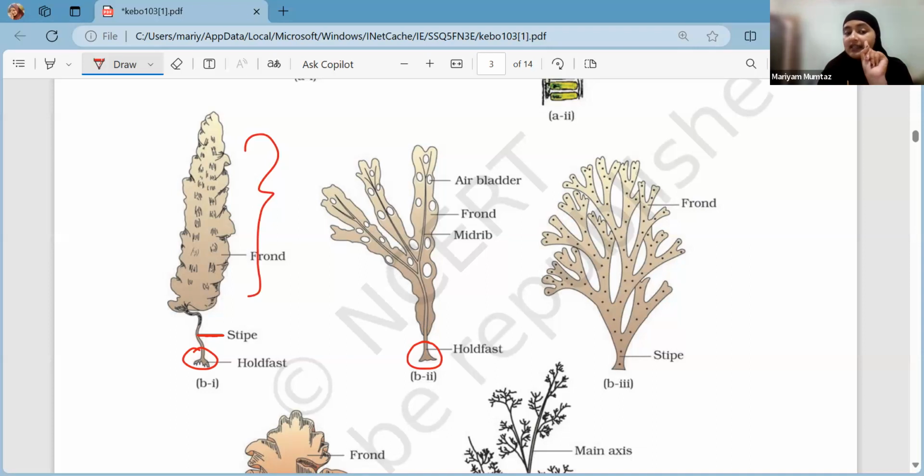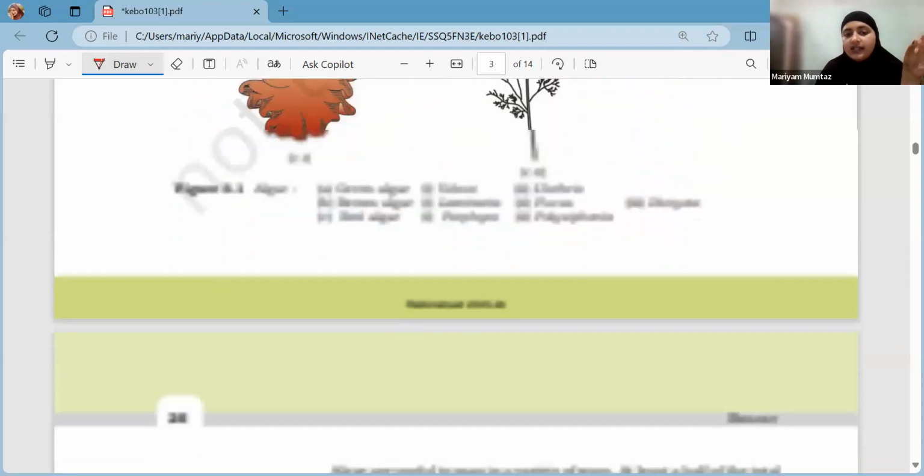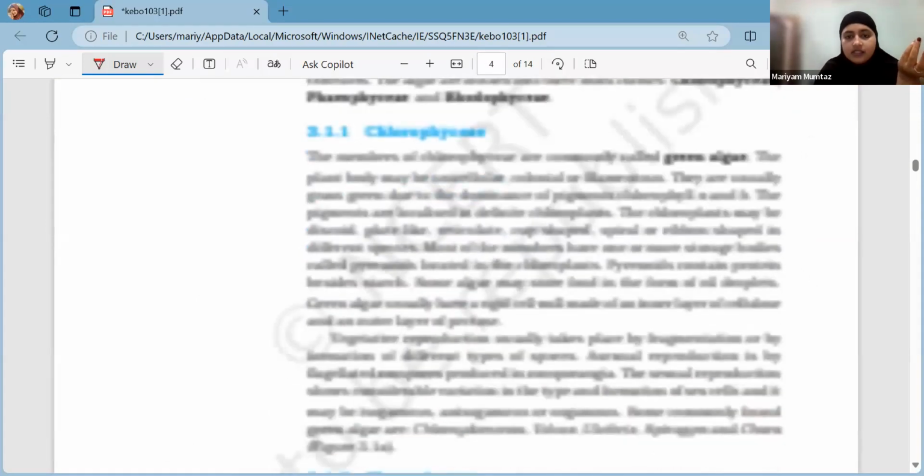See, they have not said that they have leaves. No, they don't have leaves. They have a structure that looks like a leaf. It's not a leaf, okay? So the frond is a photosynthetic organ because chlorophyll is present.